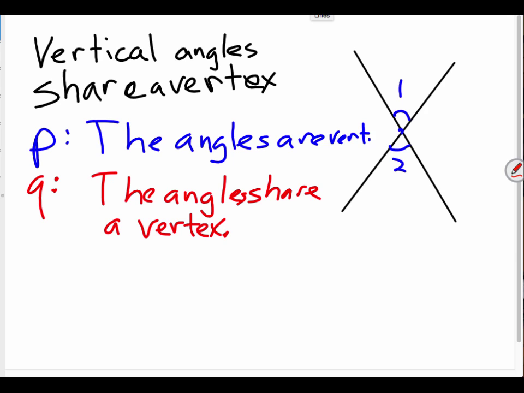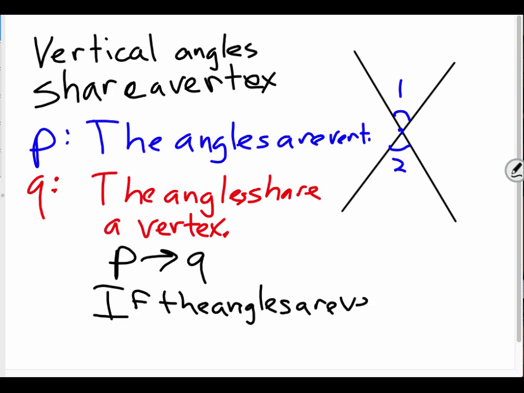Okay? So now when I write the conditional statement, P implies Q, I can omit a word or two. And from a sentence structure point of view, it's implied that we're talking about angles and angles alone. Does that make sense? So the statements need to be able to stand alone by themselves, but when we put them together as a conditional statement, we'll know that we're talking about angles. So now what I would say is what? Yes? If the angles are vertical, then they share a vertex.